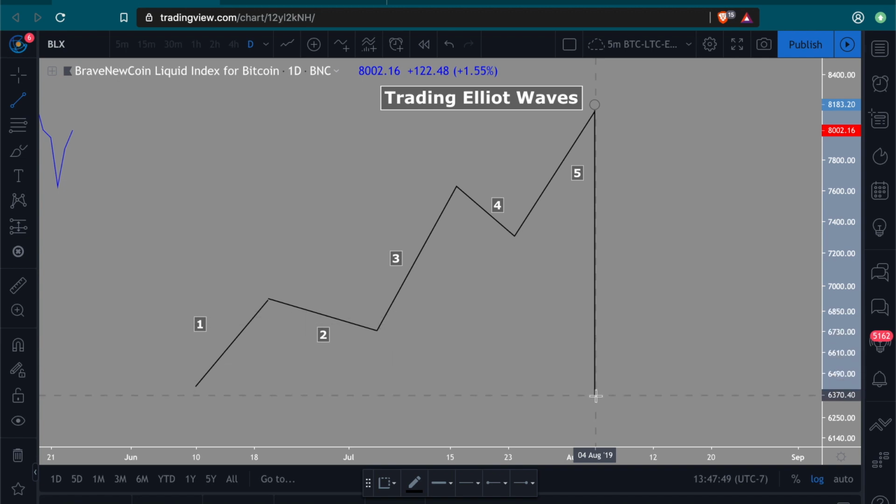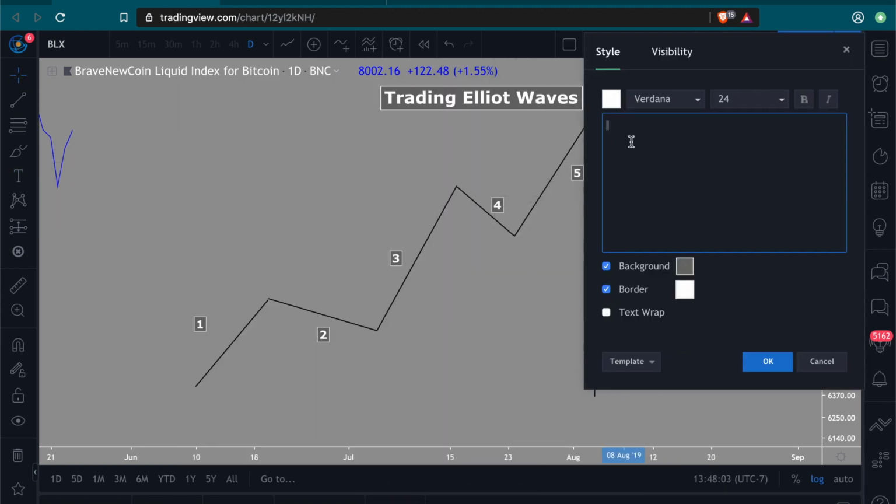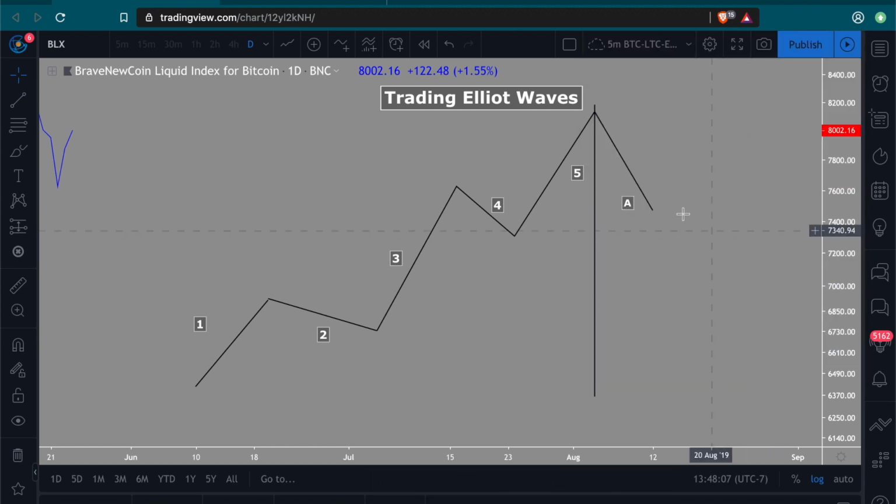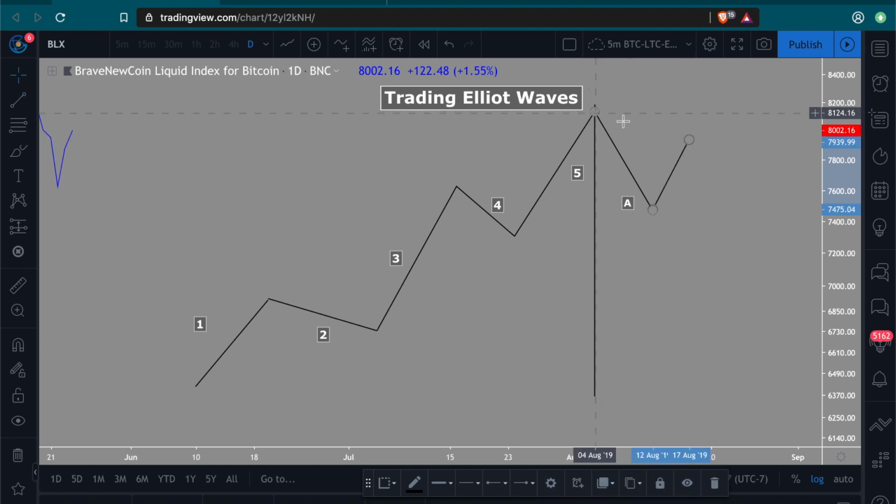Now, what happens after wave 5 is that there's an ABC corrective impulse. So here you have the A wave right here. I'm going to draw this out and make this smaller. That's the A wave right there. This is usually known as the corrective wave. The B wave looks like it wants to come back up, but doesn't really reach as high as wave 5.